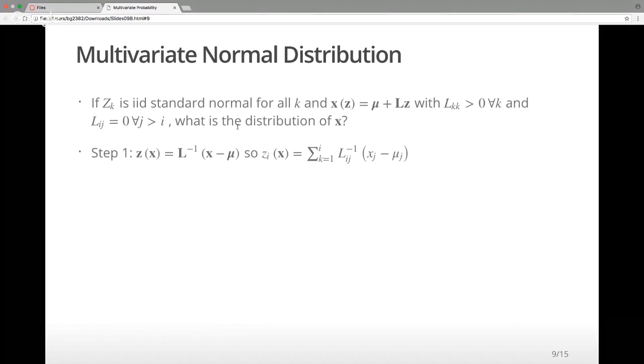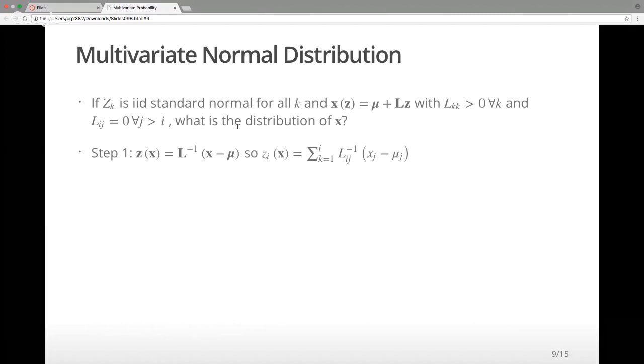So if X is equal to mu plus L times Z, then Z, written as a function of X, is going to be X minus mu pre-multiplied by the inverse of L. Basically we just move mu to the other side by subtracting it, multiply both sides by L inverse, and then L inverse times L is the identity matrix times Z, which is Z.